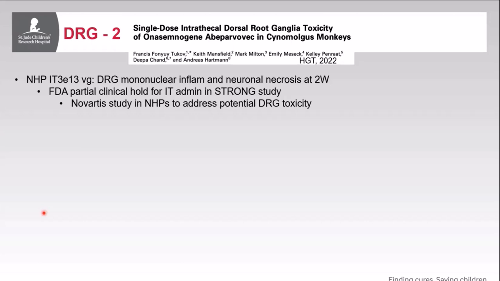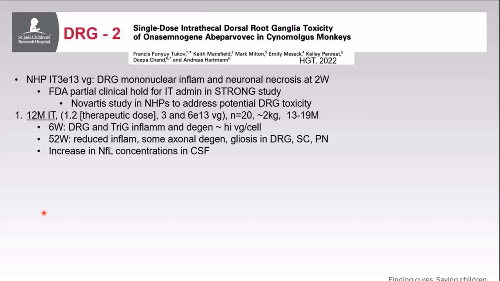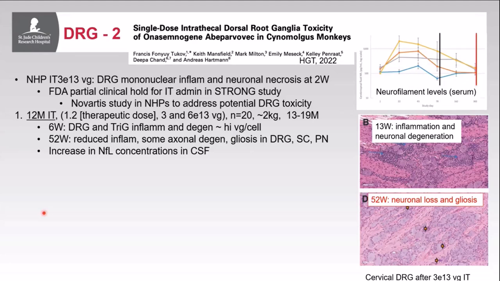But in the meantime, I want to highlight a study quickly that was done by Novartis. And it's a very responsible study. What they did was they took different groups, and I'm just going to highlight a couple things here. One is when they treated intrathecally, this is the important thing, intrathecally, they saw that neurofilament levels went up, and then they came back down.